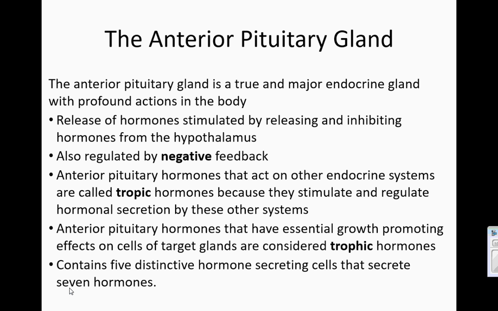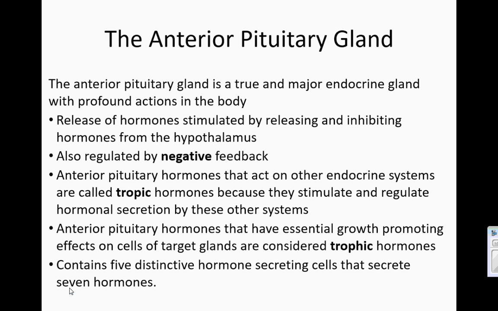When I say true and major, that means it produces and secretes its own hormones. We're not going to see that with the posterior pituitary. Okay. The stimulus for secretion of these is, or regulation, I should say, by way of those hormones that we just talked about. Releasing would cause hormones to be released by the anterior pituitary. Inhibiting would shut them down. On top of that, we also have negative feedback that will regulate the release of these hormones.